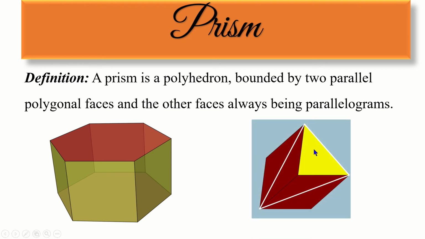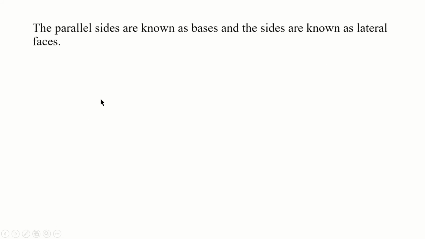Follow another figure. This and this are parallel, that means top face and bottom face are parallel. But this shape and this shape are triangles, and the other shapes, that means this, this and back, are all parallelograms. Clear? The parallel sides are known as bases, and the other sides are known as lateral faces.